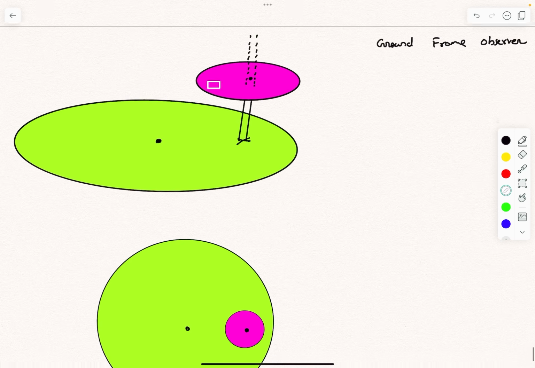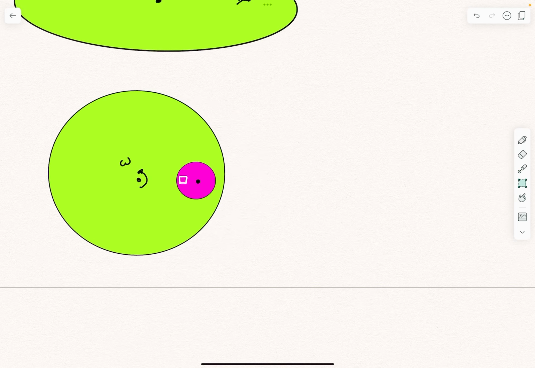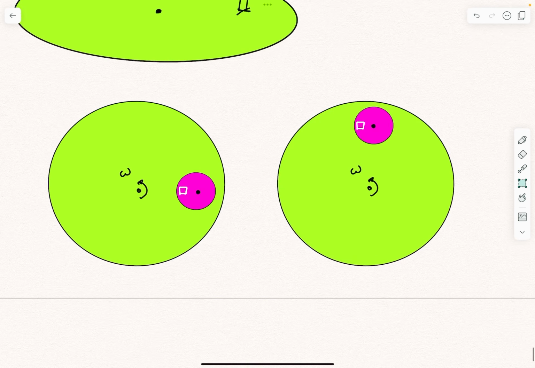From the side view, the square will look something like this. It is directly on the line connecting these two black points. Now we're going to start rotating the turntable with some angular velocity omega. What will happen is, as I said, the pink disc cannot rotate about its own axis. So when the turntable rotates by 90 degrees, this is the situation that will happen.